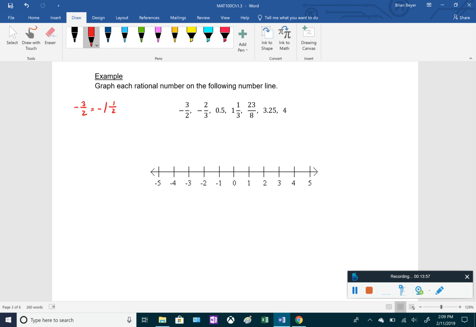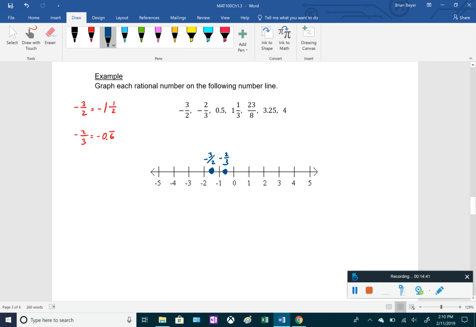So think back to the first section that we did, to convert to a mixed number. So -1.5 would be about right here. So this is -3/2. Next one is -2/3. If you don't know off the top of your head, as a decimal it would be -0.6 repeating. So -0.6 repeating is a little bit smaller than -0.5. So that's going to be about right here. This is -2/3.